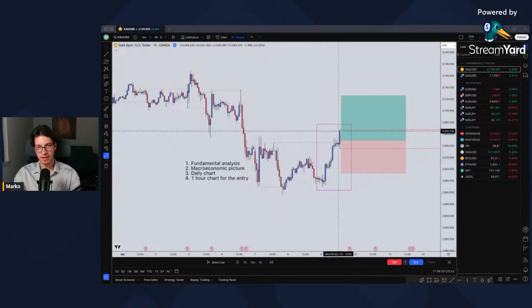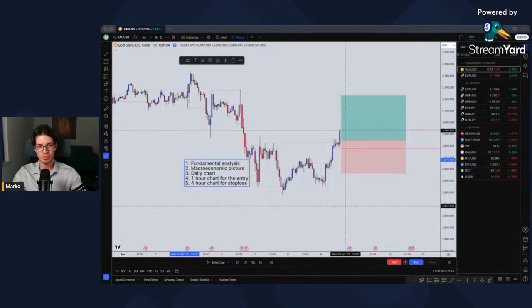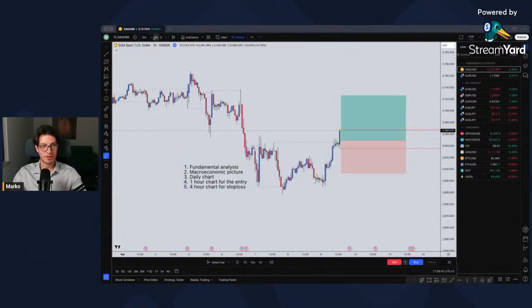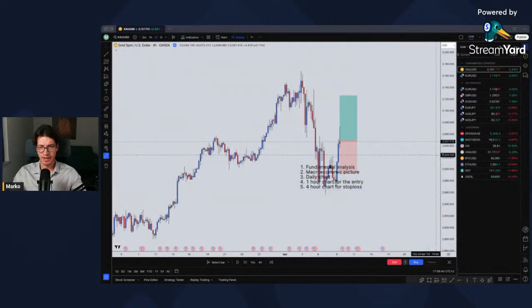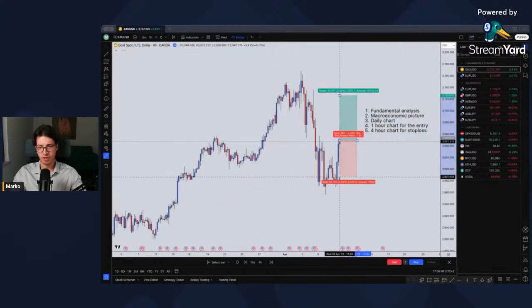And I like the clean close, so I placed a pending buy limit right there. And for the stop loss, the 1 hour chart is for the entry, and the 4 hour chart is for the stop loss. Now, you could do the 4 hour chart, you could do the daily chart, but basically I just went on the 4 hour. I kind of saw where is a good area to put my stop loss.